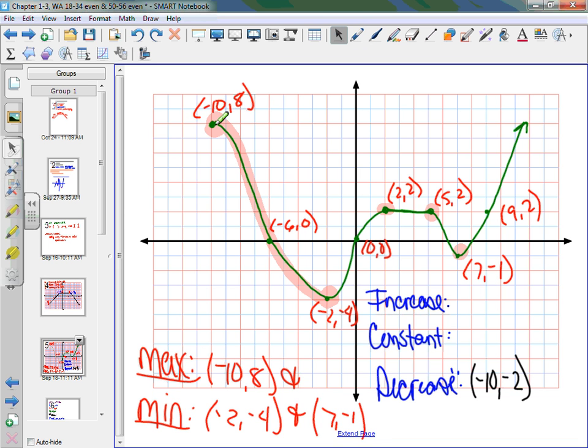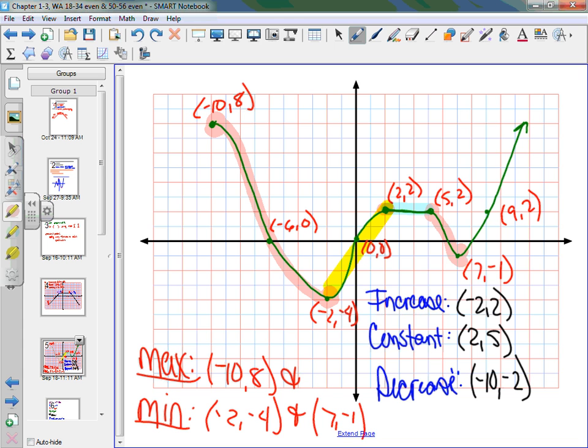Okay. Now, what happens at negative 2? It increases. So from negative 2 to what? 2. So from negative 2 to 2, it increases. And then what happens at 2? It stays constant. Okay? So it stays constant from where to where? 2 to 5. From 2 to 5. And then what happens at 5?